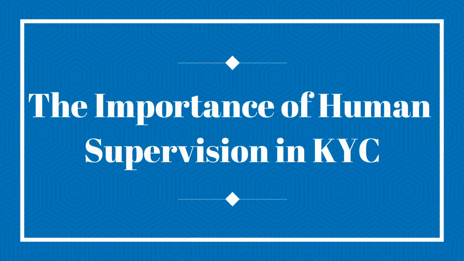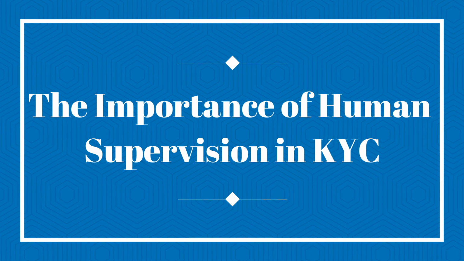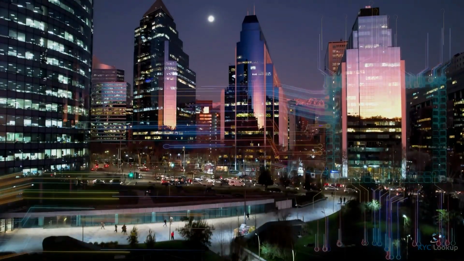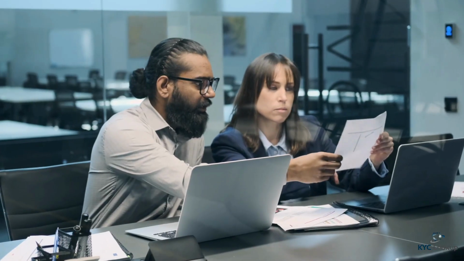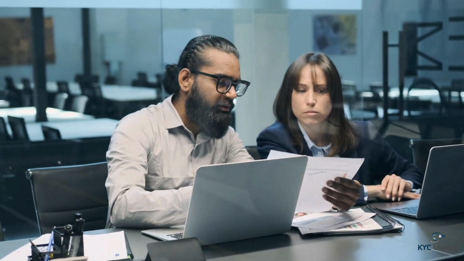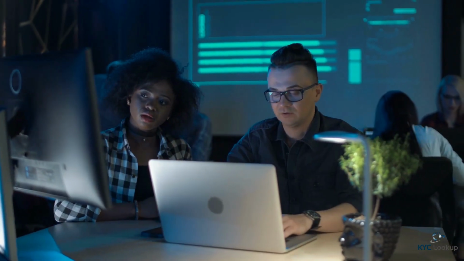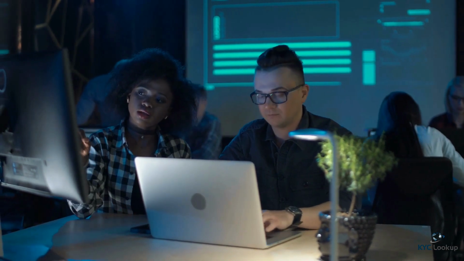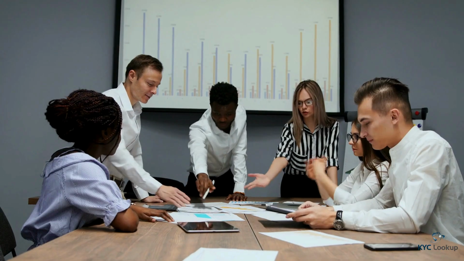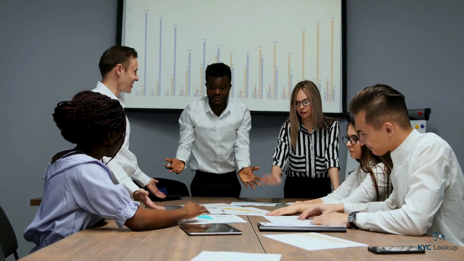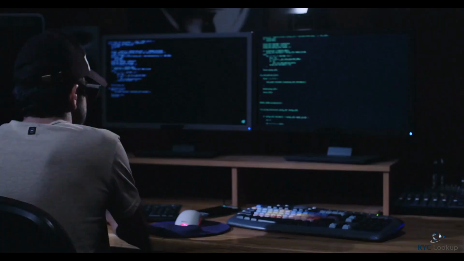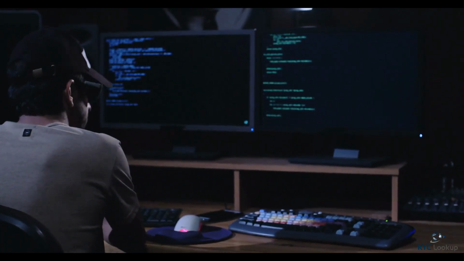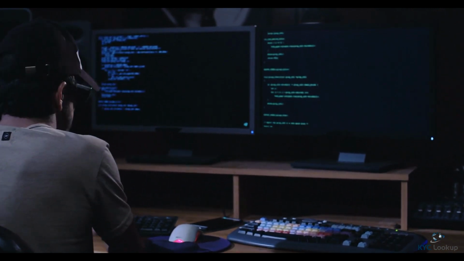The importance of human supervision in KYC. In the era of digital transformation, where technology is driving efficiency and automation in various industries, the importance of human supervision in the Know Your Customer (KYC) process cannot be overstated. While technology has revolutionized KYC in speeding up verification processes and reducing costs, human oversight remains an indispensable component for ensuring accuracy, compliance, and maintaining trust. Let's take a look at a few reasons why human supervision in KYC is imperative.